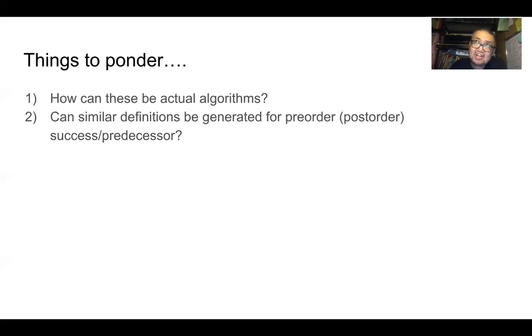So I think one thing that you should look at is how we implement that in actual algorithms. And another thing that you want to look at is how we can generate the same definitions for pre-order and post-order successor or predecessor.